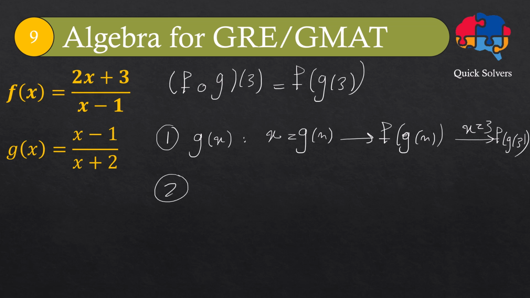The other approach is to directly calculate g of 3 first, and this gives us a number, like a. Then we replace x by a and calculate f of a, and then we are done. Of course the second approach is easier, so we'll go through that.